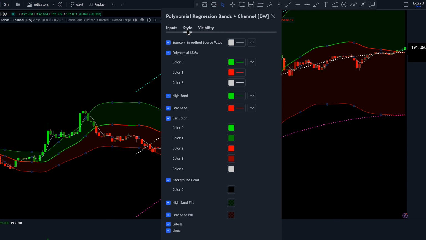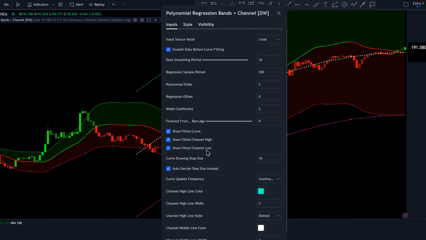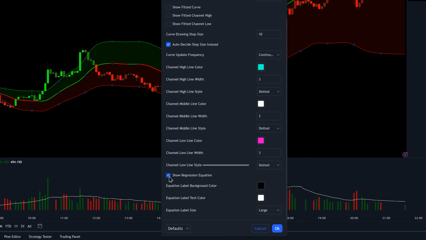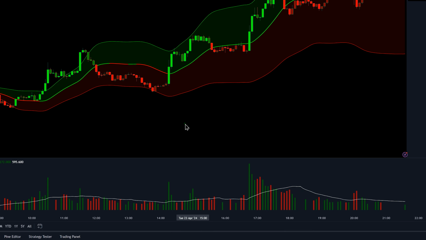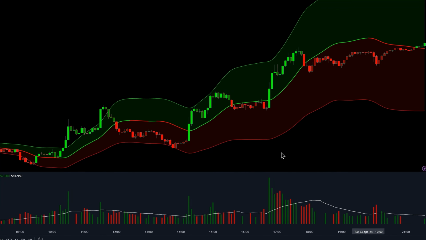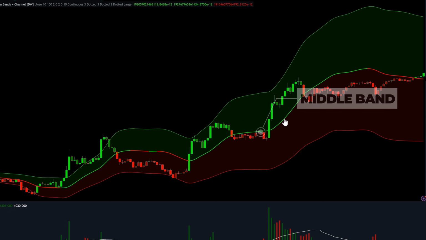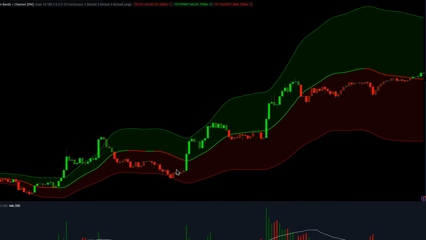And then here, we want to disable the first option. And then on the Inputs tab, we want to disable these 3 options, as well as the Show Regression Equation option, and then click OK. Now, as you can see, our polynomial indicator has 3 bands: the lower band, the upper band, and the middle band. We're going to be using these 3 bands to enter our positions.